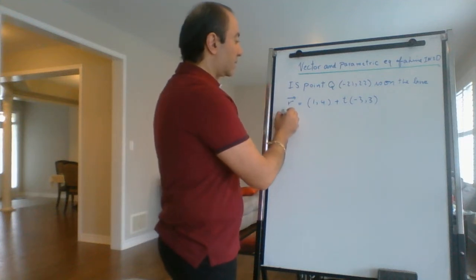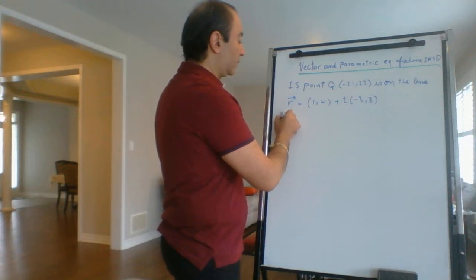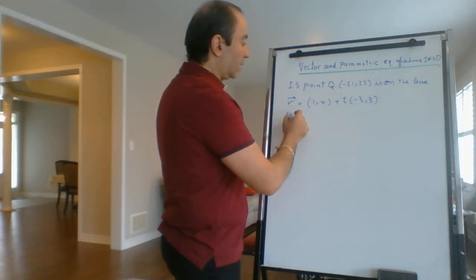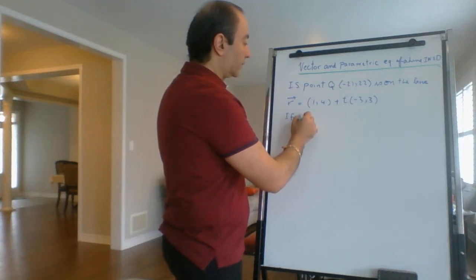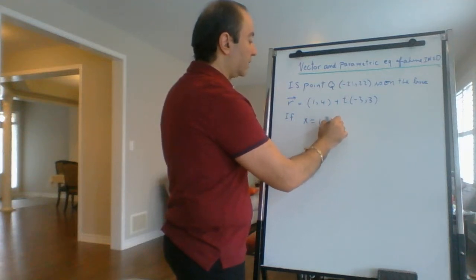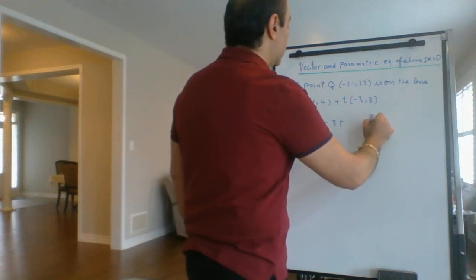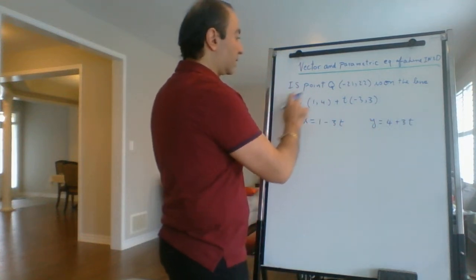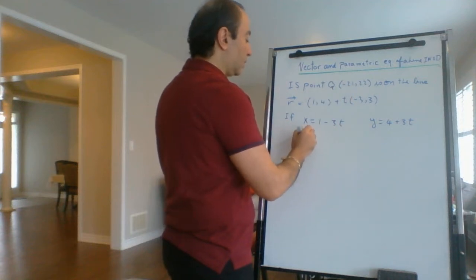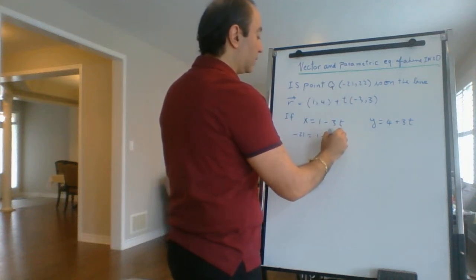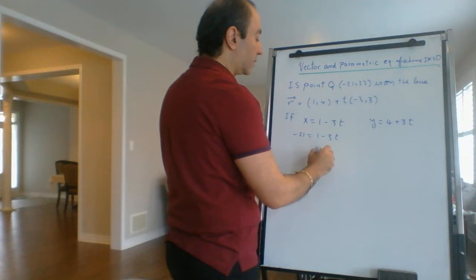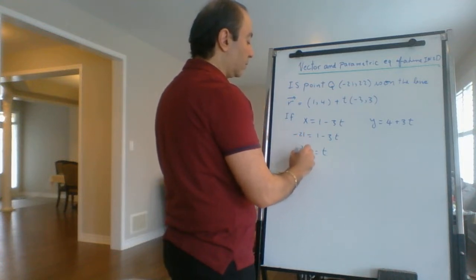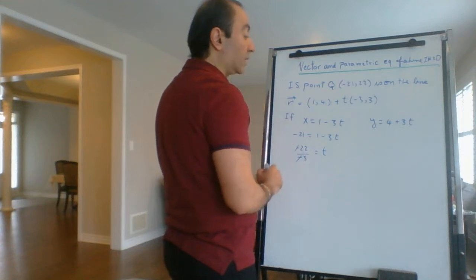Let us write this in parametric form. x equals 1 minus 3t and y equals 4 plus 3t. The x of this point is negative 21, so negative 21 equals 1 minus 3t. Let us solve for t here. t will equal, if I move this, negative 22 over negative 3, so 22 over 3.